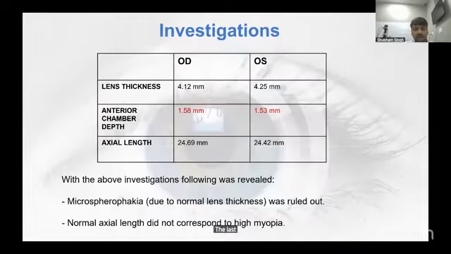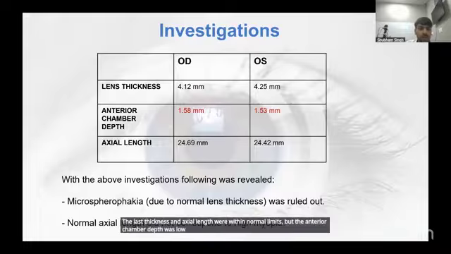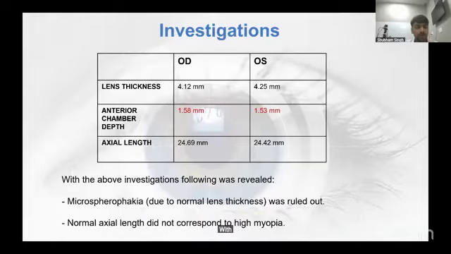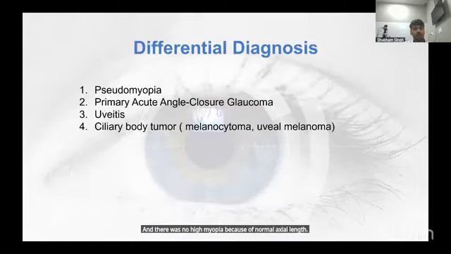The lens thickness and axial length were within normal limits, but the anterior chamber depth was low. With this, we can rule out microspherophakia due to normal lens thickness, and there was no high myopia because of normal axial length. So my differential diagnoses were pseudomyopia, primary acute angle closure glaucoma, uveitis, and ciliary body tumor.